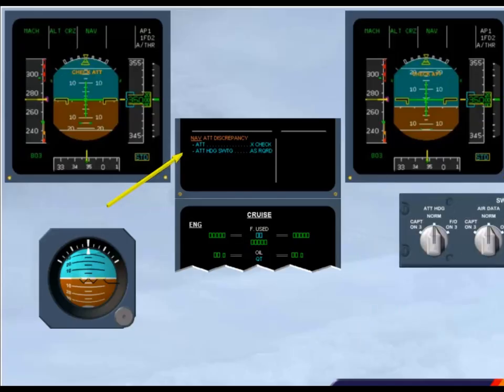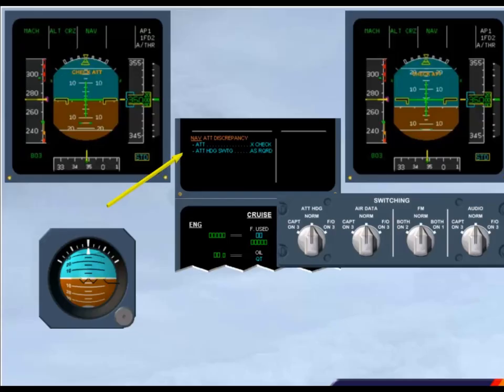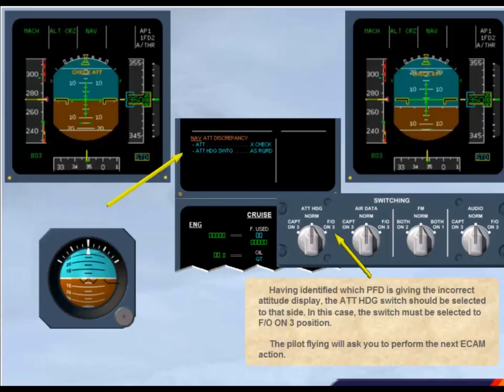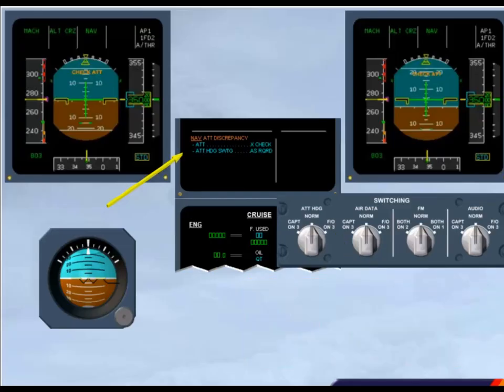Having identified which PFD is giving the incorrect attitude display, the attitude heading switch should be selected to that side. In this case, the switch must be selected to First Officer on 3 position. The pilot flying will ask you to perform the next ECAM action. Perform ECAM action.